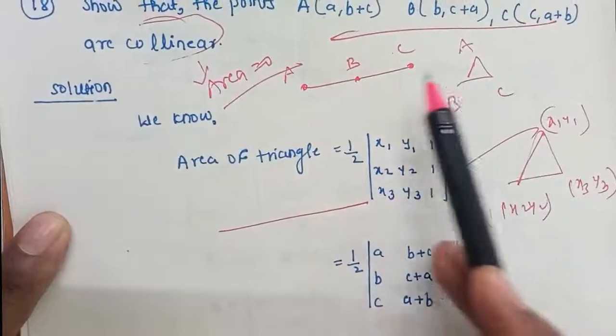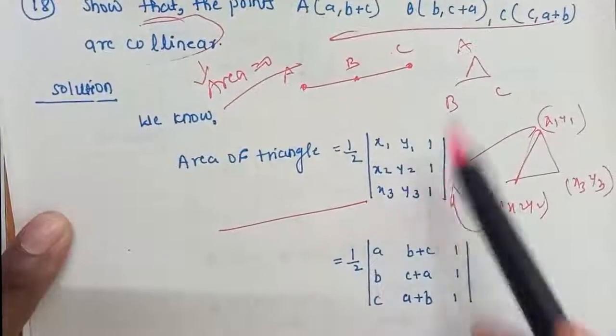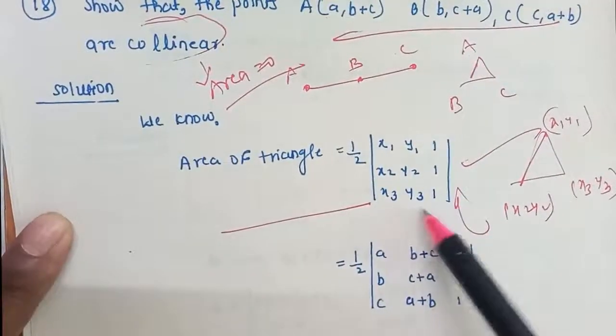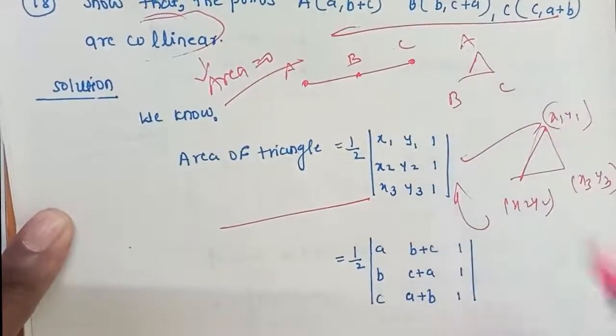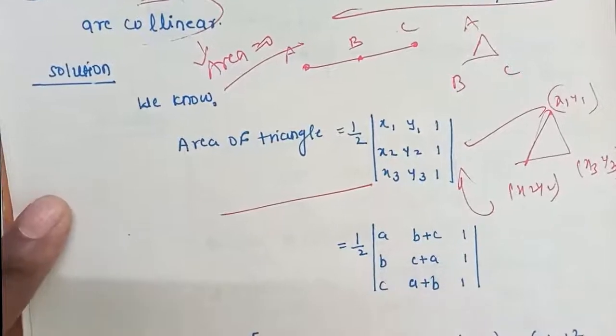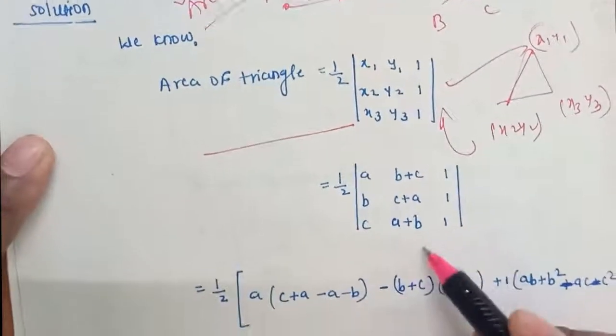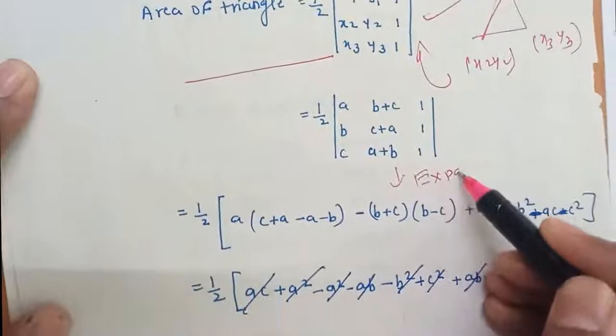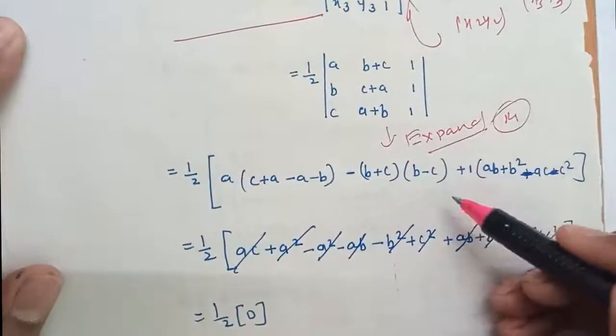So x1, y1 is my A, B plus C. x2, y2 is B, C plus A, and x3, y3 is C, A plus B. So I will just put all the points here. So 1 by 2, and this will expand this one. Now we know how to expand along R1 also.